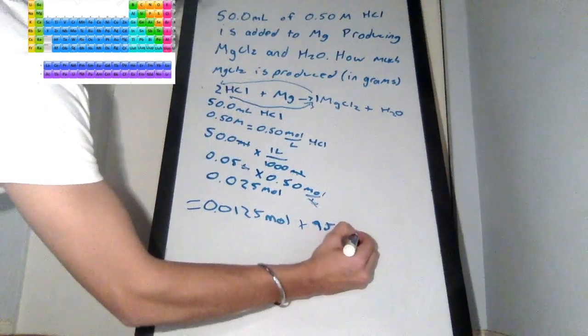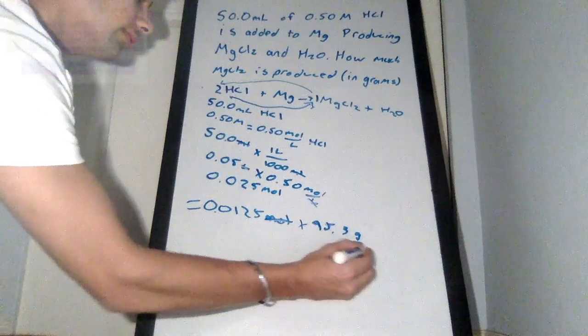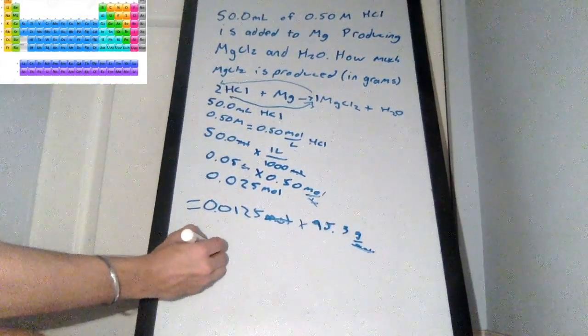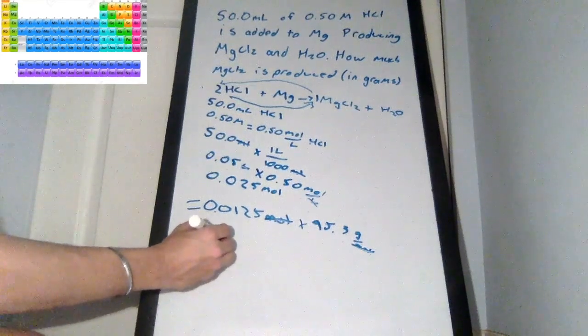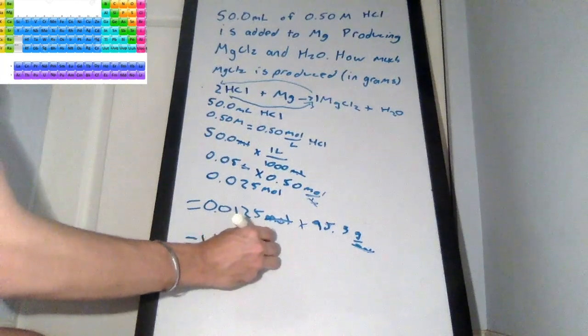So now we can go times 95.3 grams per mole. Moles will cancel out, and you're left with the answer of 1.19 grams of MgCl2.